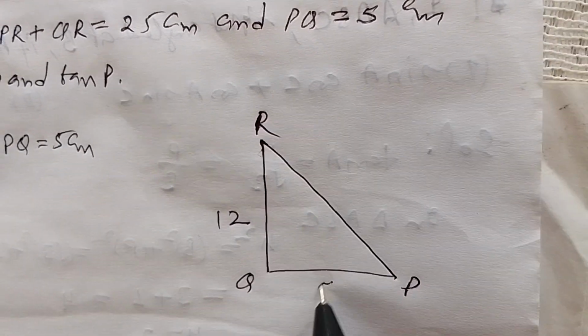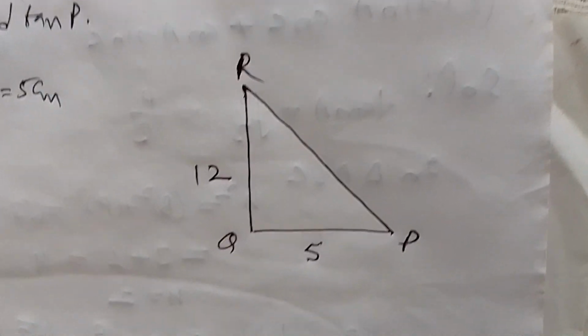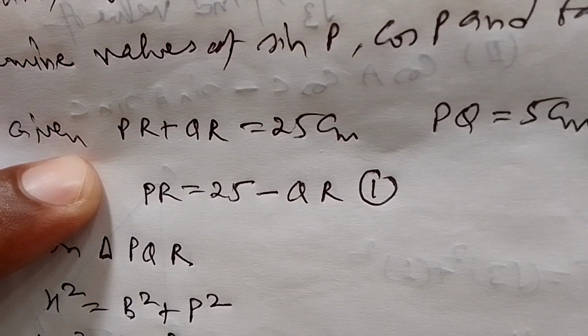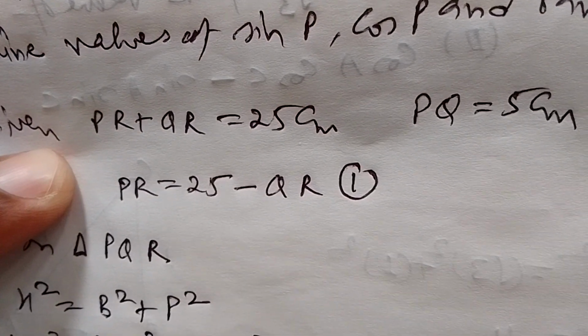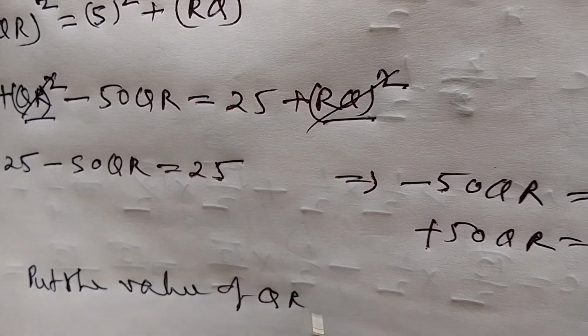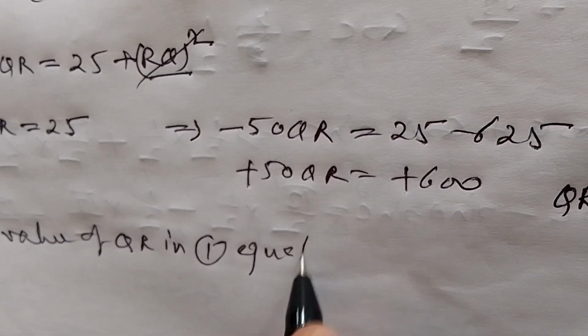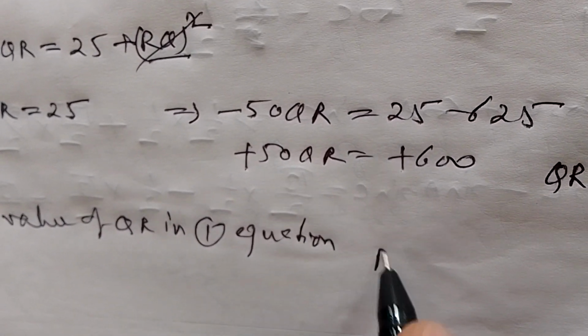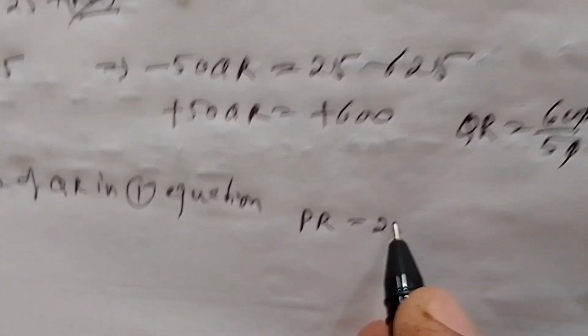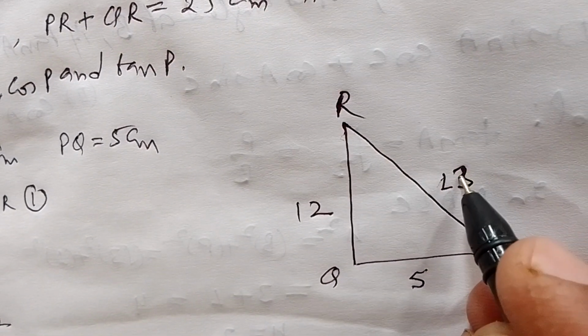We have PQ 5, and from this 12, by putting the value of QR in equation 1, PR is equal to 25 minus 12, which comes out to be 13 centimeter. So PR becomes 13 centimeter.